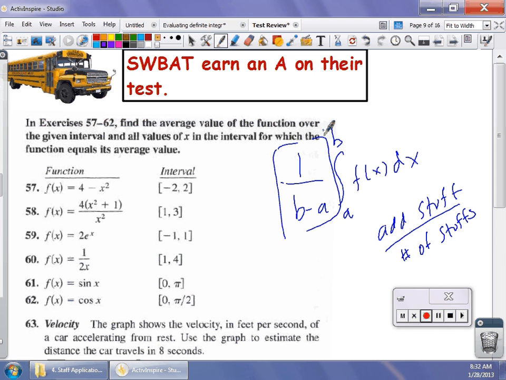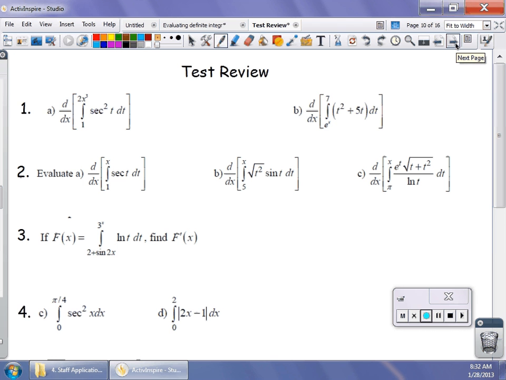So in this case, the integral part is adding up. That's my accumulator. It's adding up all my stuff. And the 1 over b minus a, that's dividing by my number of stuffs. And here's the actual test review that you hopefully have already taken a look at. So I'm going to run through these quickly because I'm going to show you the answers.